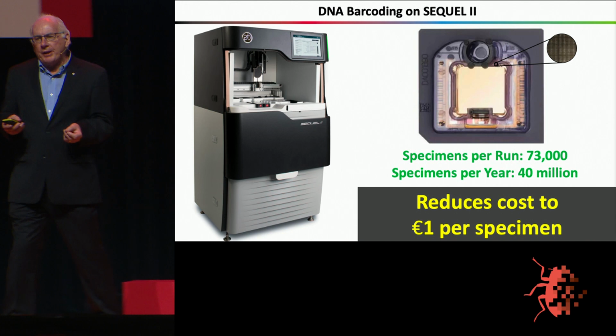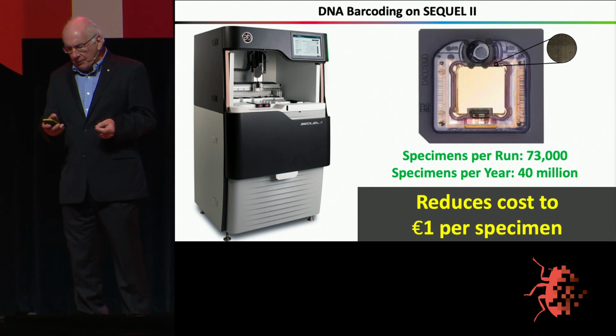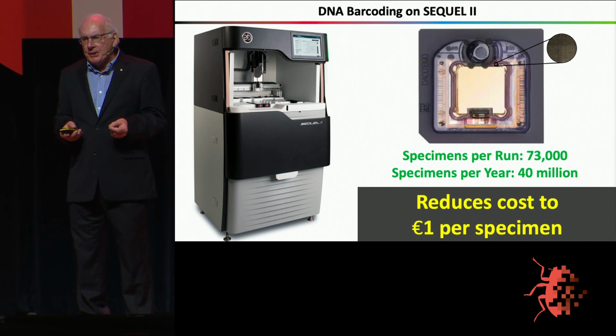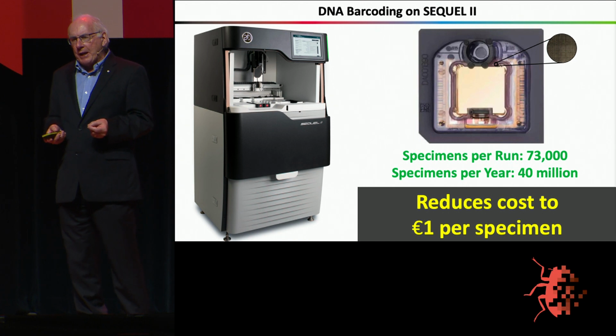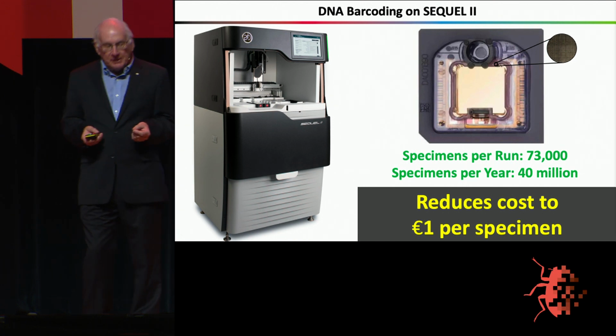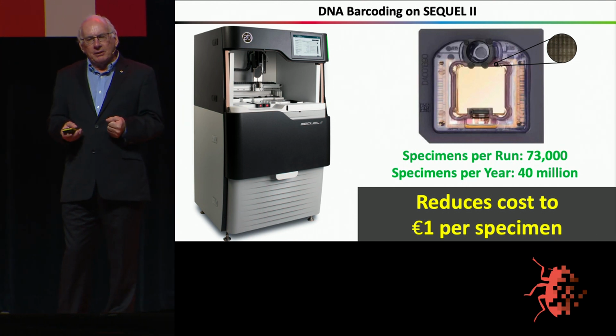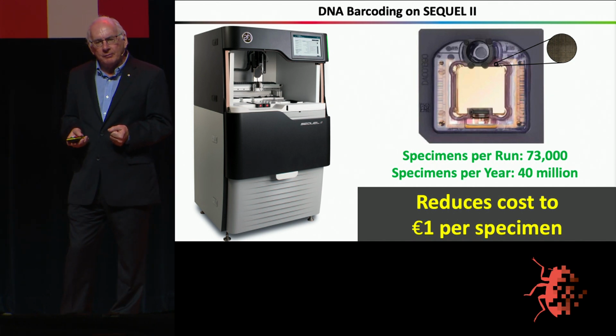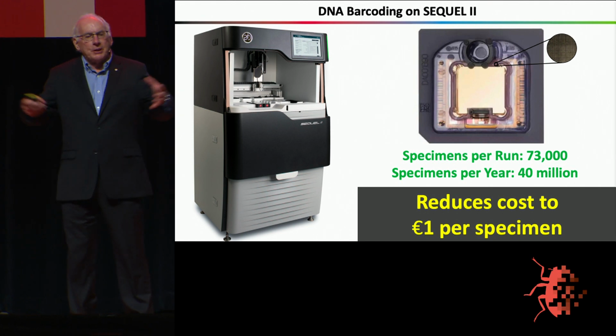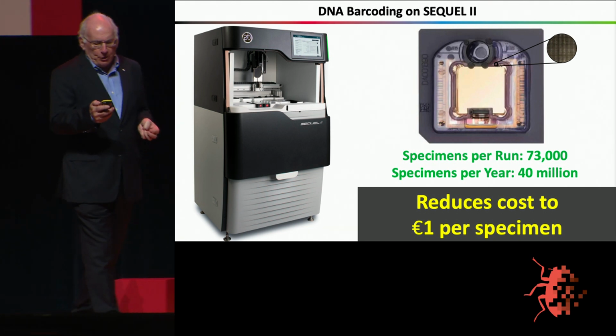That was Sequel 1. The new Sequel 2 platform has 8 times the throughput. It will run 73,000 specimens in a run. That single machine will analyze 40 million individual barcodes per year at a cost for the entire workflow of €1 a specimen.